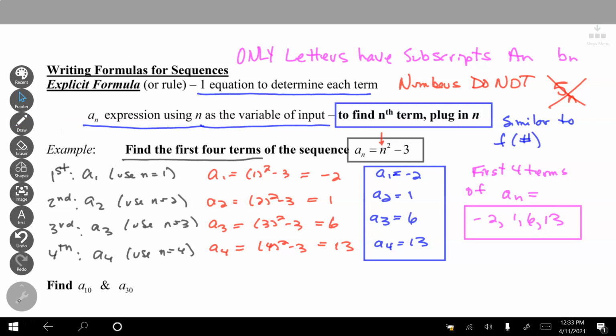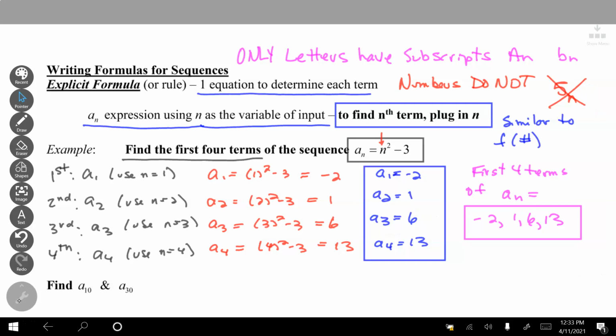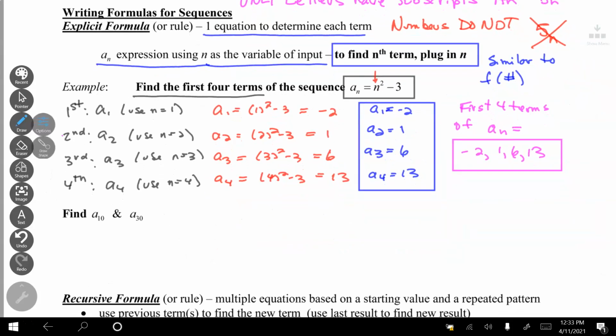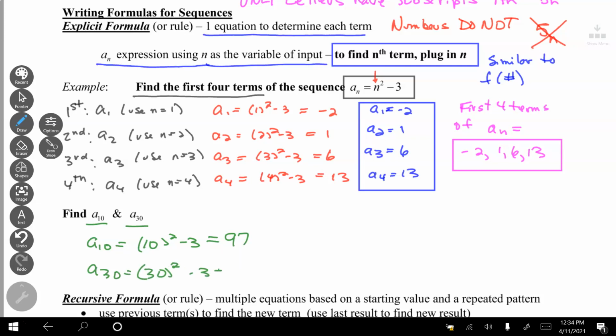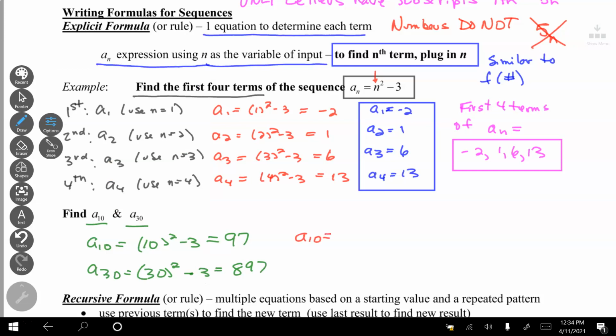Okay, and when I want to find a sub 10 and a sub 30, all I have to do is plug in 10 and 30. a sub 10 is equal to 10 squared minus 3, which is 97. a sub 30 is equal to 30 squared minus 3. 30 squared is 900, minus 3 is 897. So I get a sub 10 is equal to 97. a sub 30 is equal to 897.